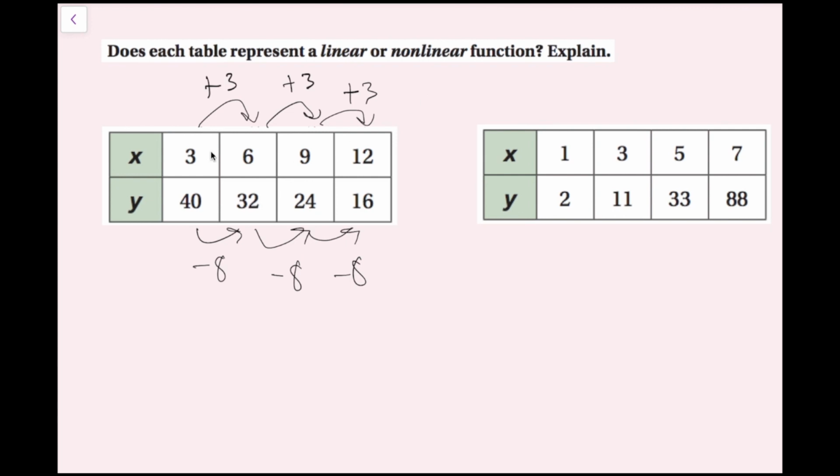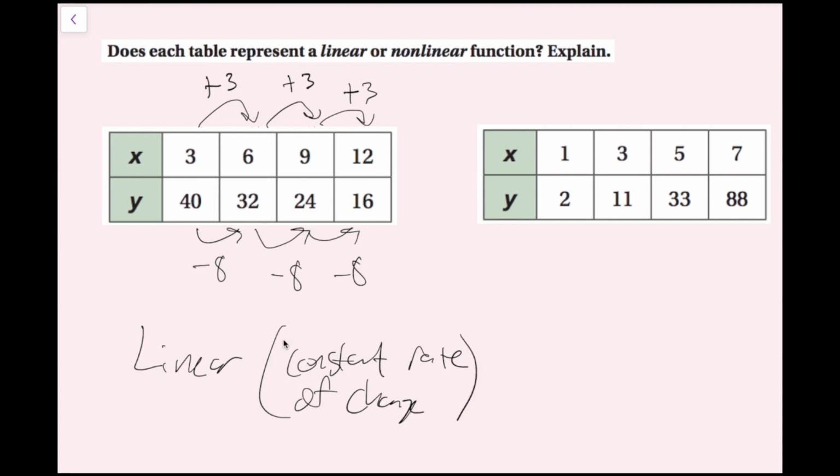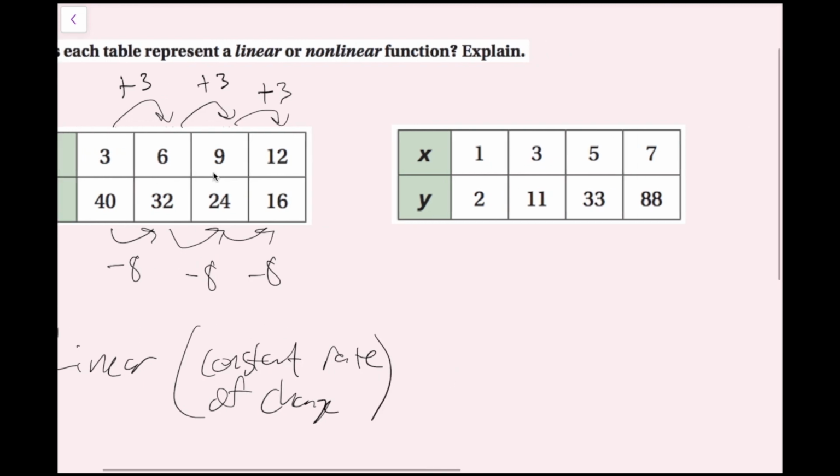So every time that I increase x by 3, I'm decreasing y by 8. And because this is a constant rate of change, we know that this is a linear function. And our explanation that they're asking for is because of the constant rate of change. So now we're done with this table. Let's move over to the other table.